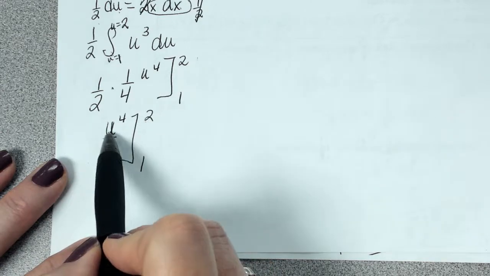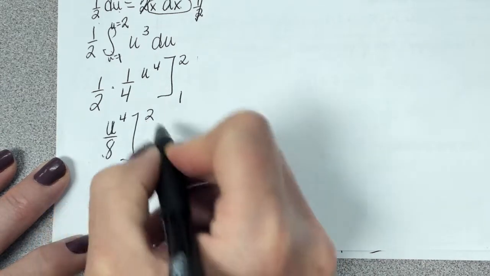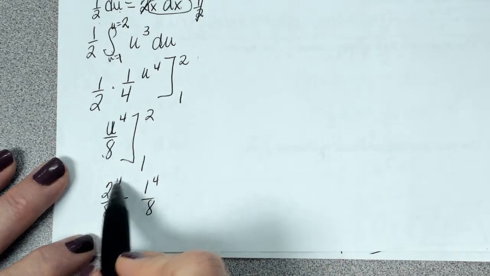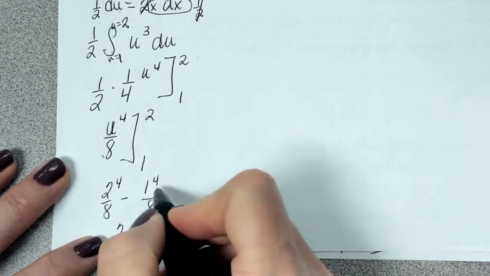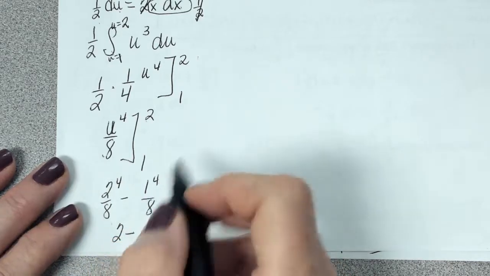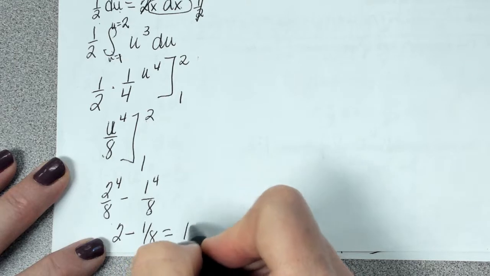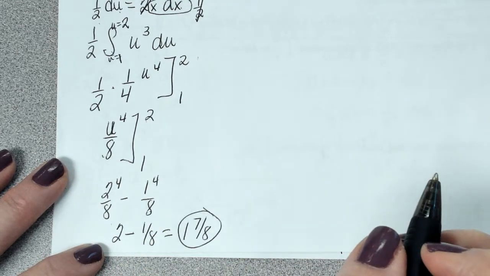So we plug in the top number. So we have 2 to the 4th over 8 minus 1 to the 4th over 8. 2 to the 4th is 2 times 2 times 2 times 2. That's 16. Divided by 8, that's 2. 1 times 1, that's 1. Divided by 8, that's 1/8. 2 minus 1/8 is 1 7/8. That's my answer.